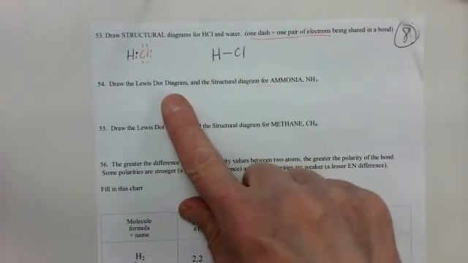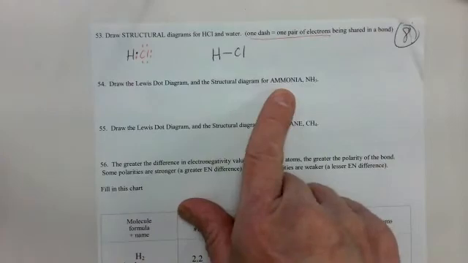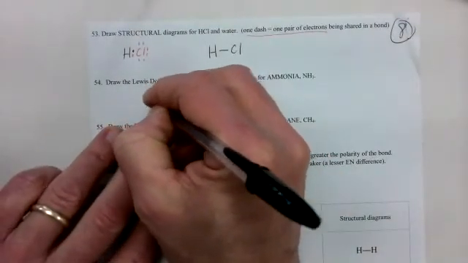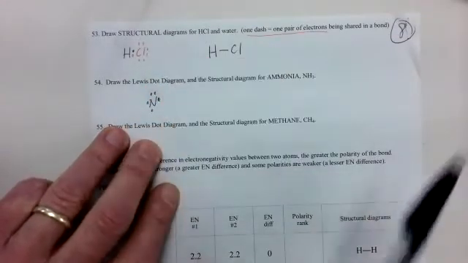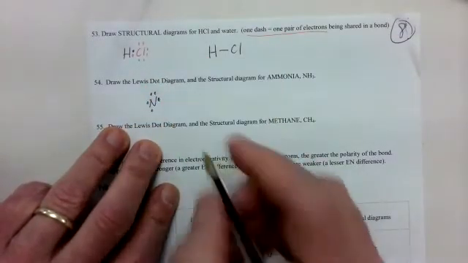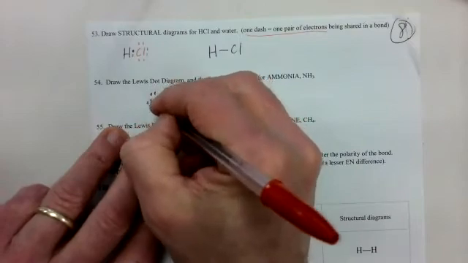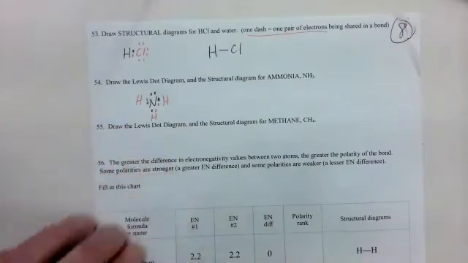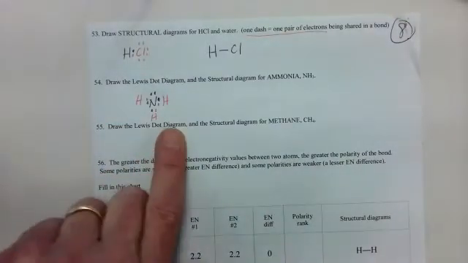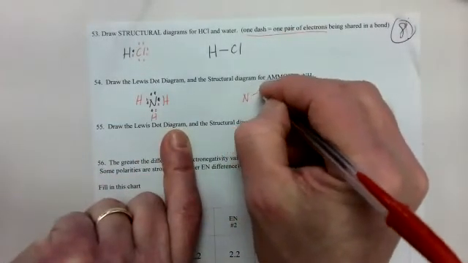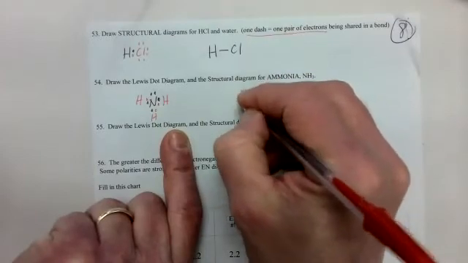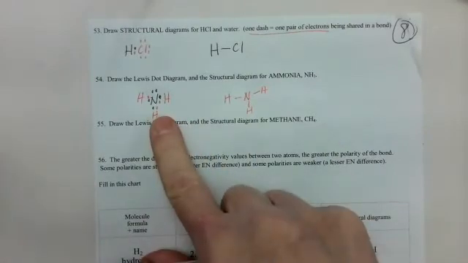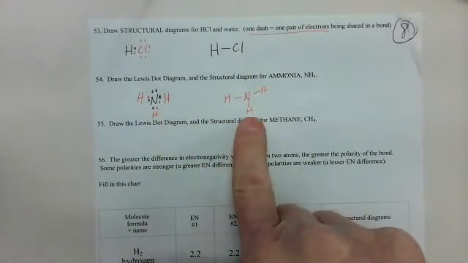All right, Lewis dot diagram and structural diagram for ammonia. Ammonia has 5 valence electrons, which I'm going to open up this way because it's got to make bonds to 3 hydrogens. I'm going to put a hydrogen over here, a hydrogen over here, and a hydrogen over here. Now, I could simplify that this way. N bonds to H, H, and H. No dots. Here, the dots are in my head.